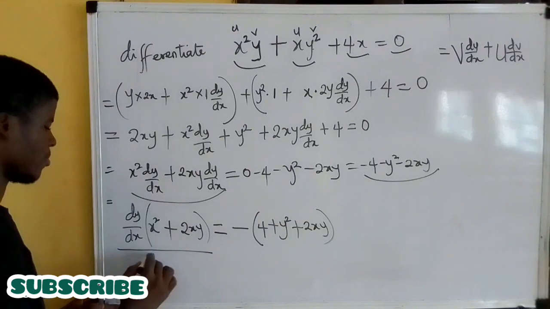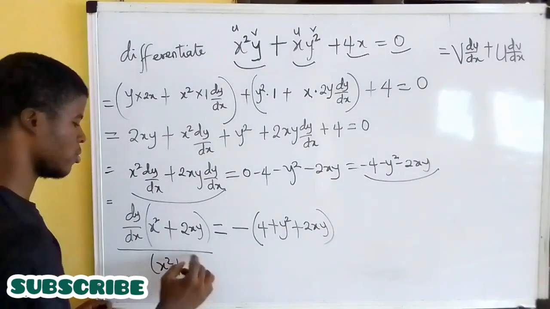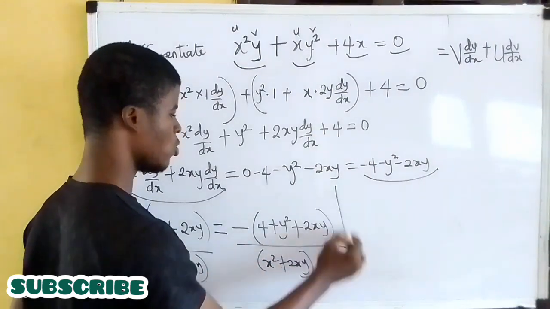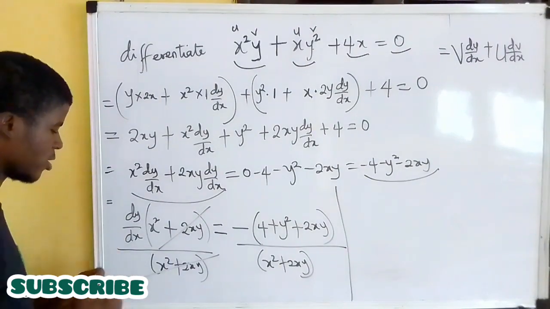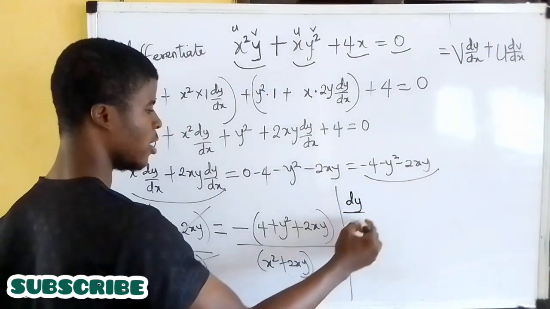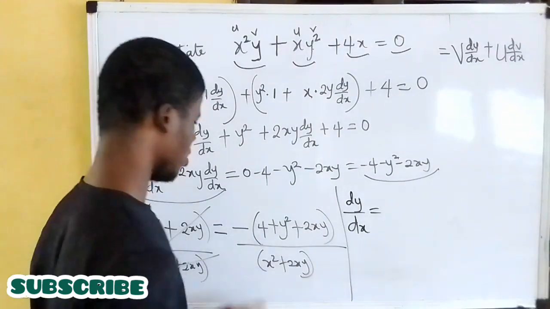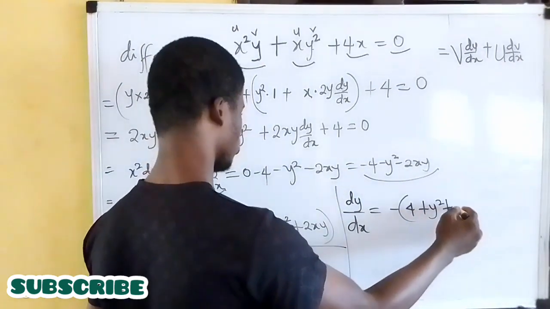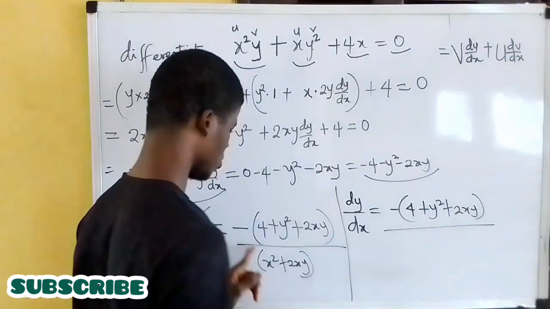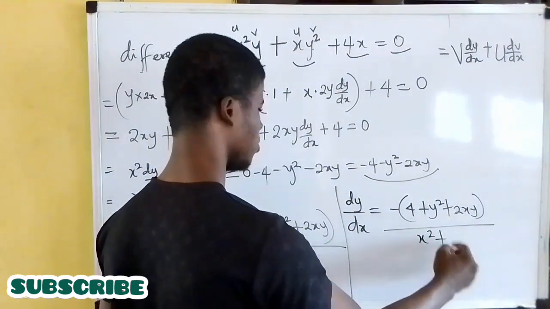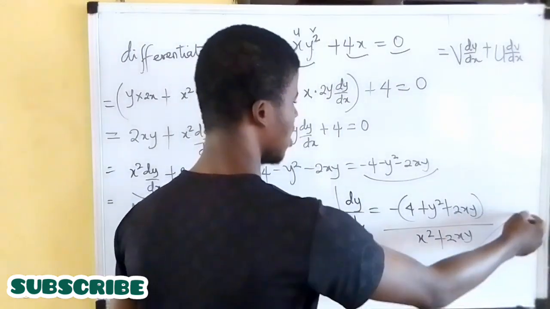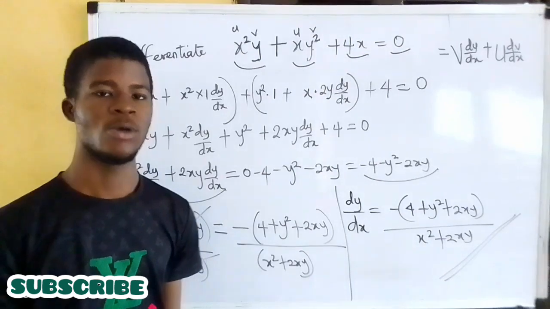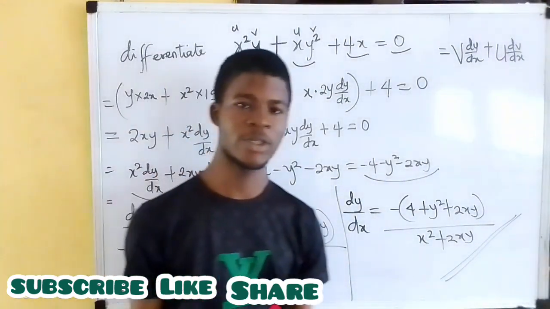We'll have x squared plus 2xy. So this cancels this. Dy dx is equal to what we have here, minus, open bracket, 4 plus y squared plus 2xy, all over x squared plus 2xy. So this is the derivative of y with respect to x, as far as this very problem is concerned. So this is how to differentiate implicitly.